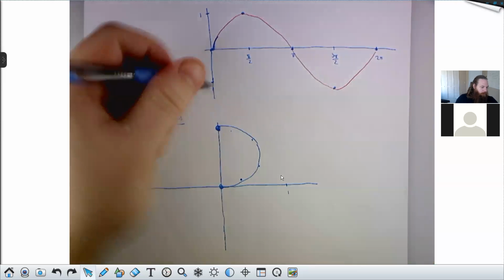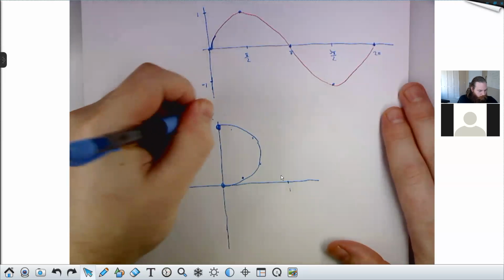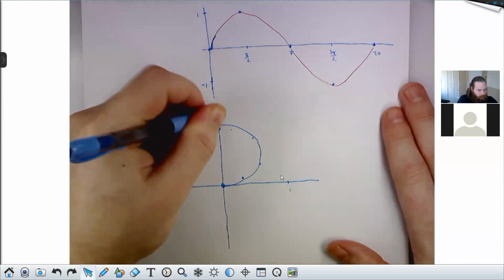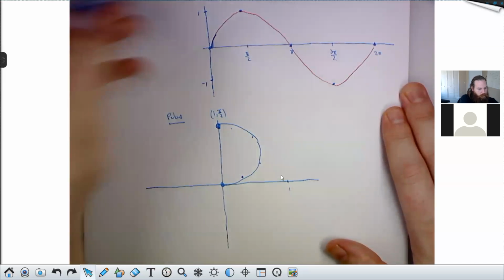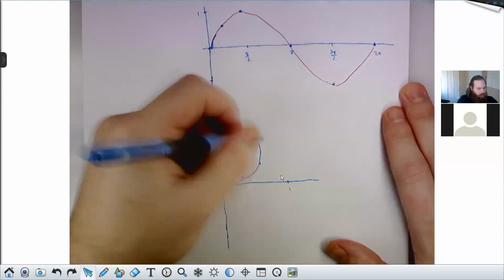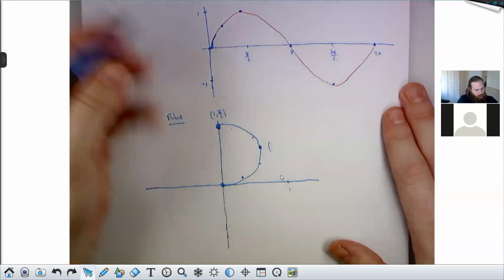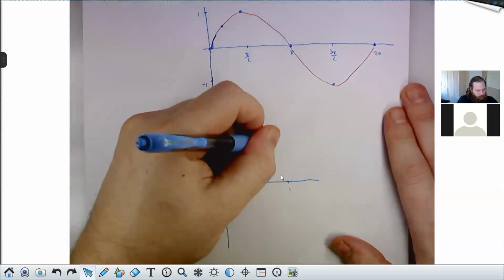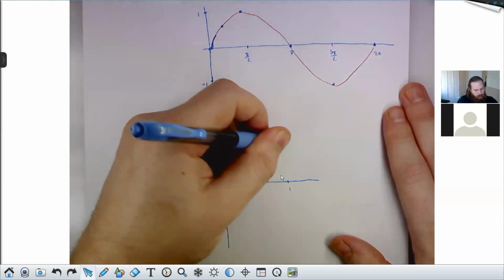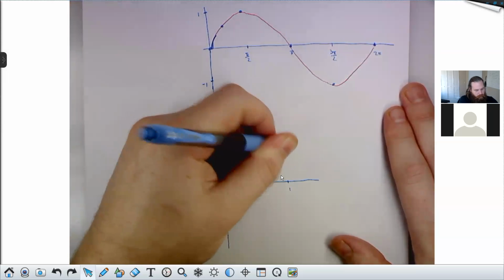So up here, this is the polar point 1 comma pi over 2. And theta is pi over 2, r is 1. If you want, you can insert this point here, which should be where theta is pi over 4. The sine of pi over 4 is root 2 over 2. So it would be root 2 over 2 comma pi over 4.